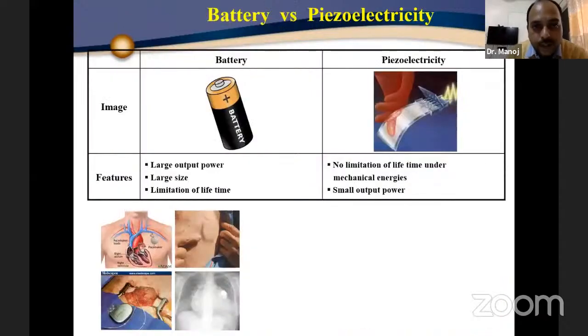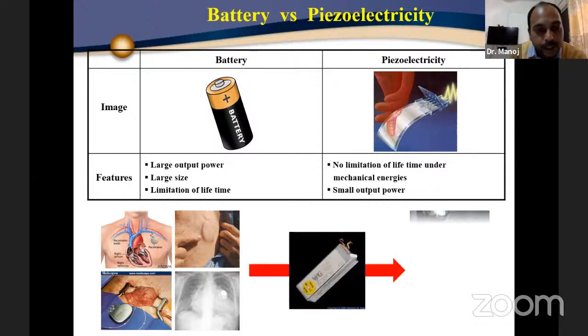So what is the difference between the classical batteries and nanogenerator? We know that a battery has an output power, but we need to charge it, or it has a very limited lifetime, just a few months or a few weeks. Whereas with piezoelectricity, once you have mechanical or kinetic energy, you can generate electricity.